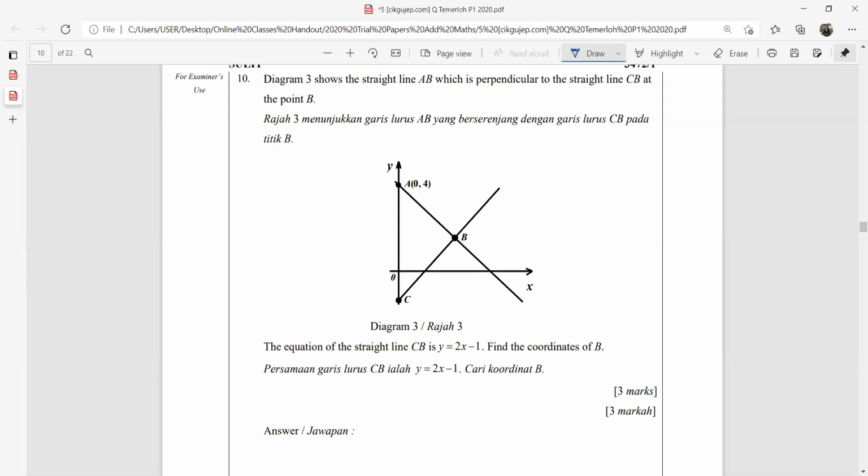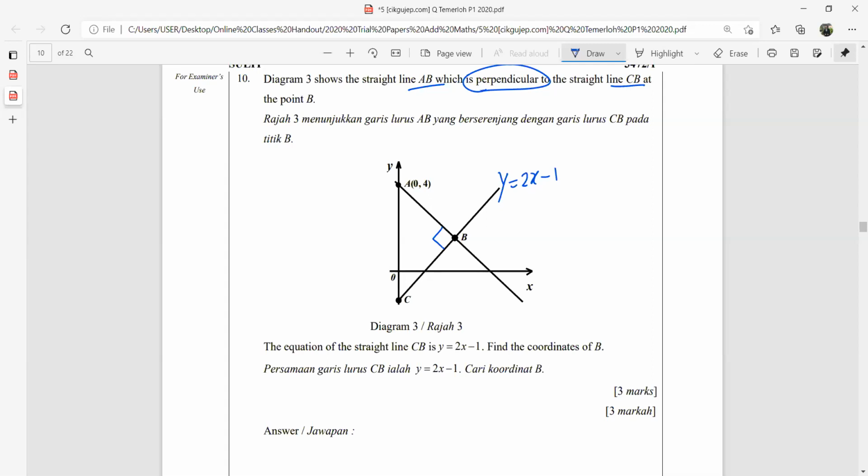Let's say they give you the equation of a straight line, and label it so it is easier to identify. They also say AB is perpendicular to CB, so 90 degrees here. Then find the coordinate of B. To do this question, you think of the strategy. Gradient. I can find the gradient, then solve. They didn't say B is the midpoint. They only say find the intersection. So you solve for the intersection.